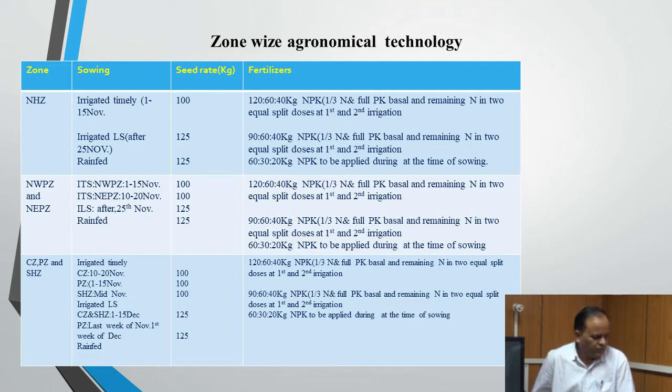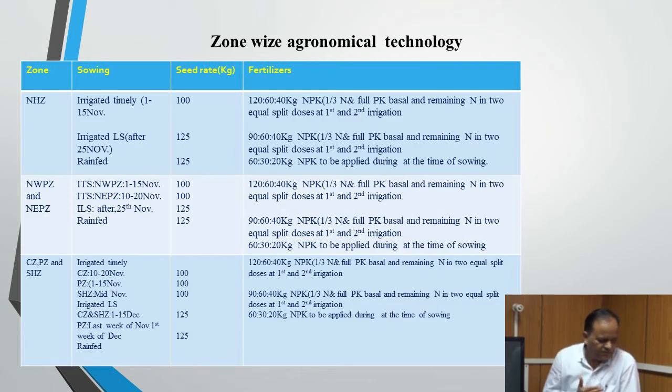Then comes the second zone, that is the northwestern plain zone and northeastern plain zone, and these are the most important zones. In the northwestern plain zone, for the irrigated timely sown condition, the wheat crop should be grown between 1st to 15th of November. The seed rate will be 100 kg.